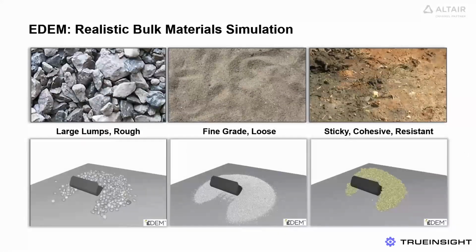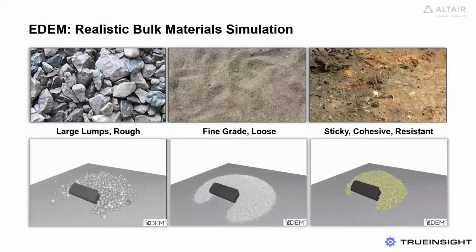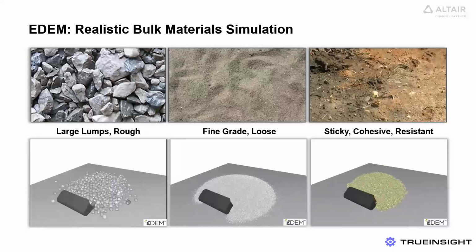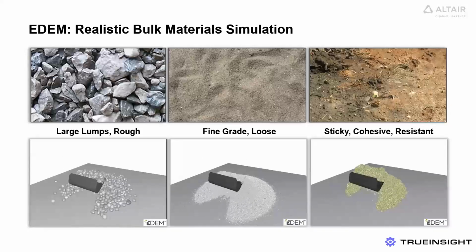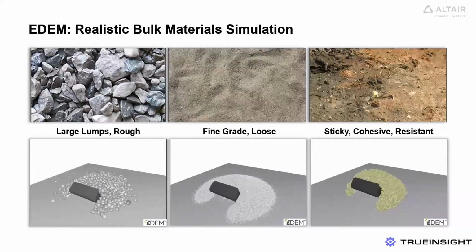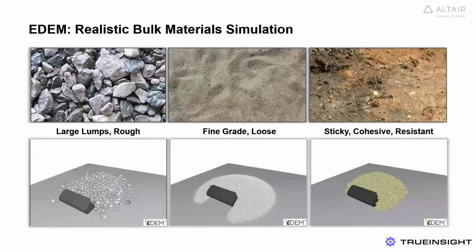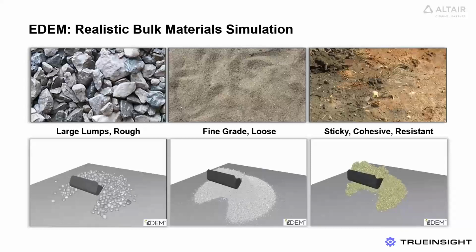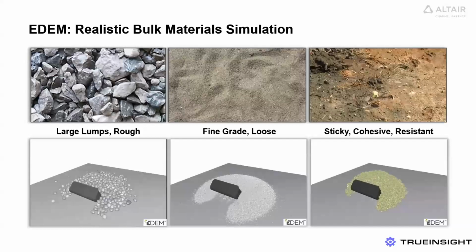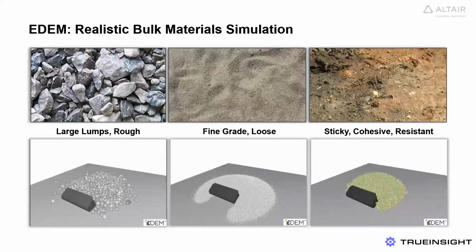EDEM provides engineers with the ability to model a wide range of material types. On the left, we have a rough gravel-like material, and you can see how the individual elements interact with each other. In the middle, there is a much finer dry material, more like sand, that is very free-flowing as the bucket passes through it. And finally, on the right, we have an example of an EDEM model of cohesive material. And you can see how different the behavior is with the material sticking together as the bucket moves through it, and also gives a significant greater fill level than the other cases.